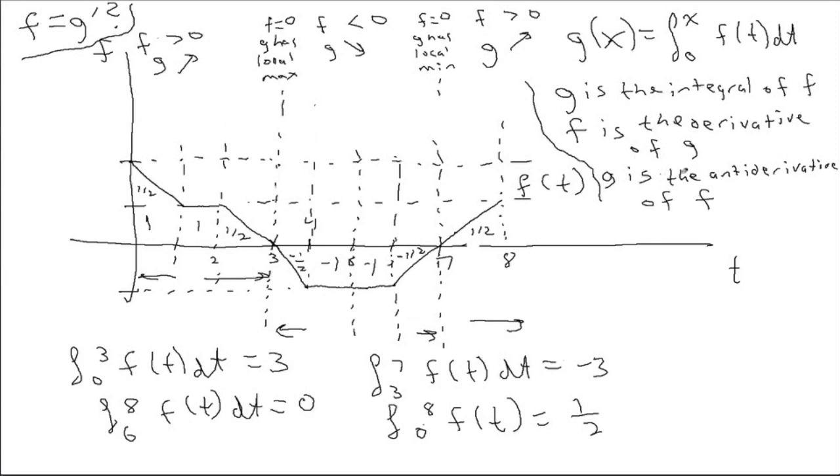Good. Now, maybe we should say an antiderivative, right? Because remember, there are many antiderivatives. They all differ by a constant. But at least we can say G is an antiderivative of f. But G is the integral of f. G is the integral of f. And here we're saying G is an antiderivative of f.